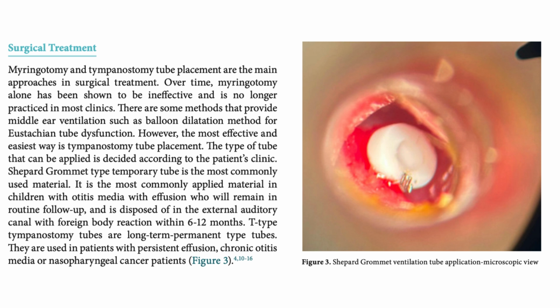The type of tube that can be applied is decided according to the patient's clinical condition. The Shepard grommet type temporary tube is the most commonly used material. It is the most commonly applied in children with otitis media with effusion who will remain in routine follow-up, and is extruded into the external auditory canal with foreign body reaction within 6 to 12 months. T-type tympanostomy tubes are long-term permanent type tubes. They are used in patients with persistent effusion, chronic otitis media, or nasopharyngeal cancer.